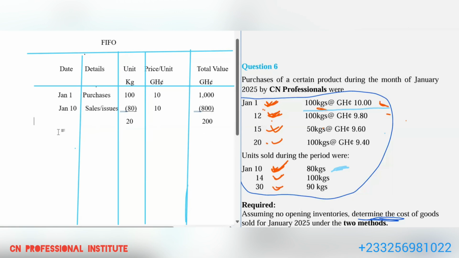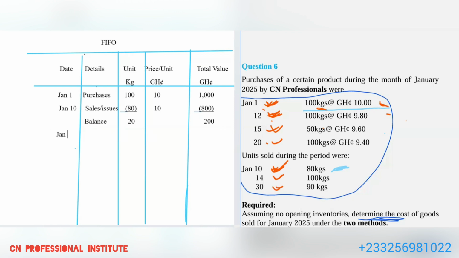Then January 14, let's go to this one. You can name it as something like balance. Okay, you can name this what? Balance. Then let's go to January. The next one is January 12, right? So it should be in order.